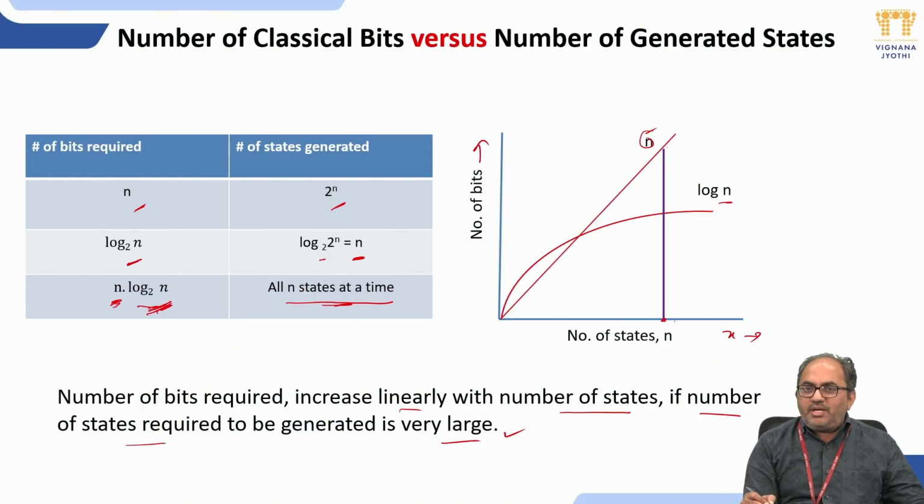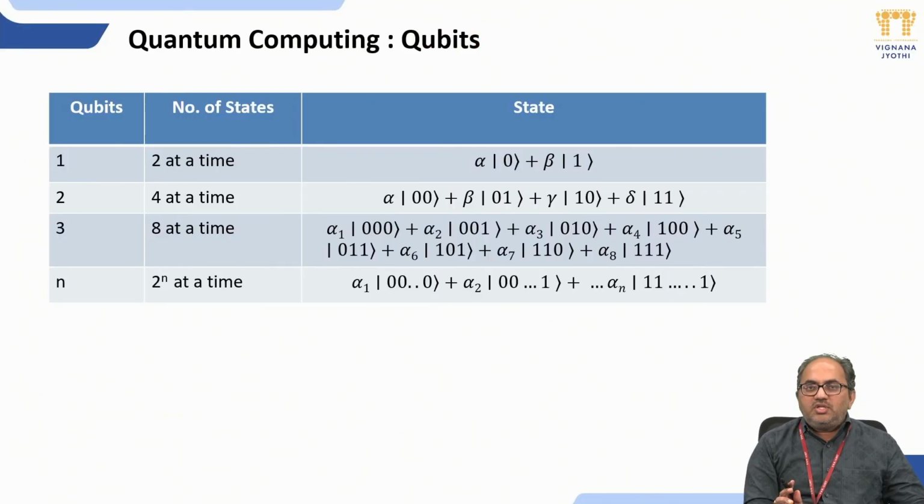We will see this point again at the end. Remember, the number of bits that we require increases linearly with the number of states. Linearly is underlined. If the number of states required to be generated is very large, this linear function dominates the logarithmic function. Remember this point, we will come to this point once again during the lecture.